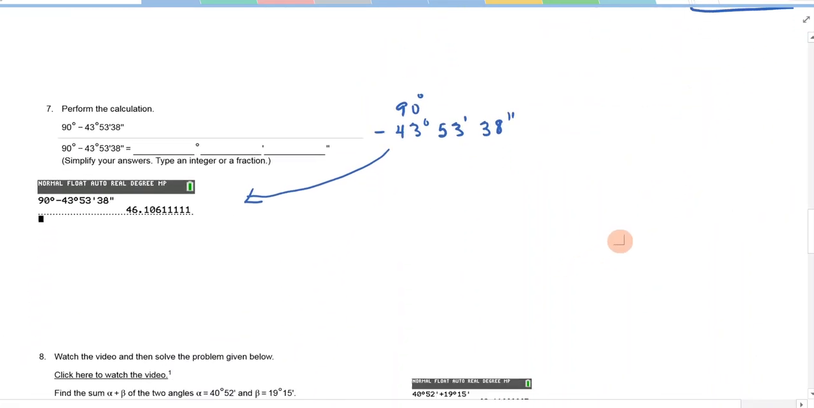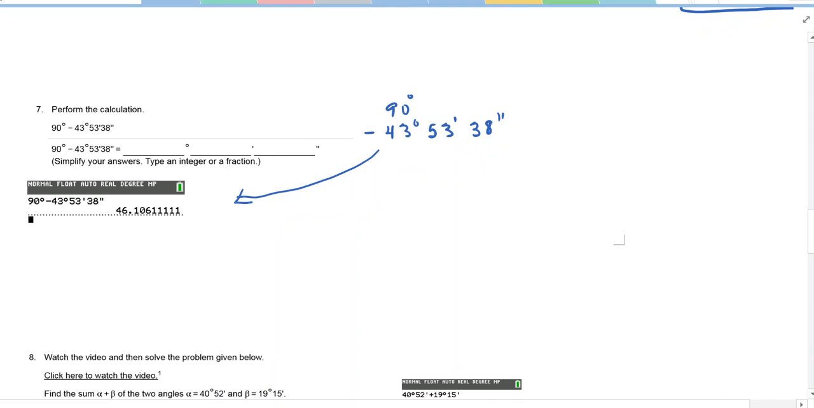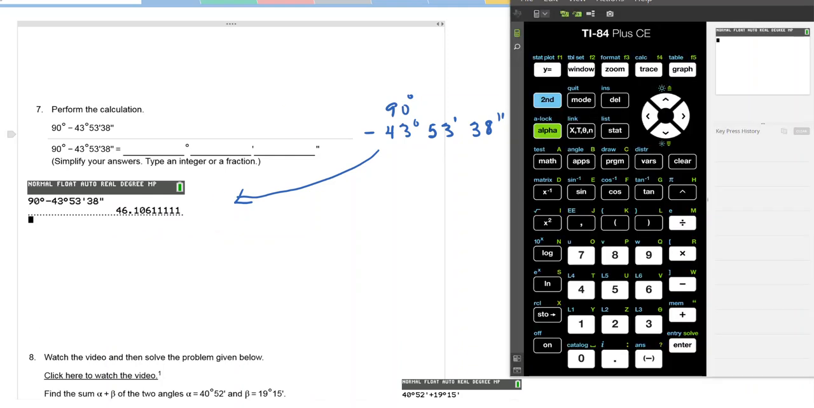All right, now on this one, I did it on the calculator, and I just took 90 degrees and subtracted 43 degrees, 53 minutes, 38 seconds, and I got this. Now, it wants you to do that into degrees, minutes, seconds. So I thought I'd go through this one completely with you, and then you'll be able to do those others, I'm sure.